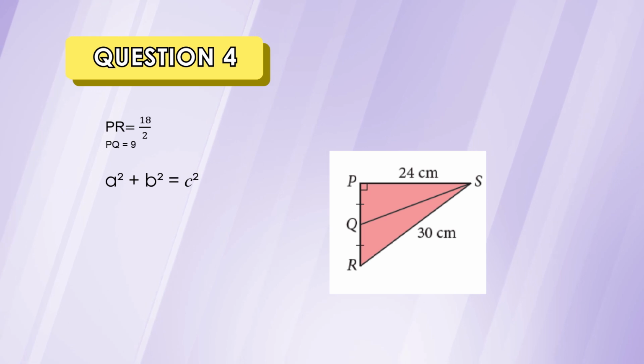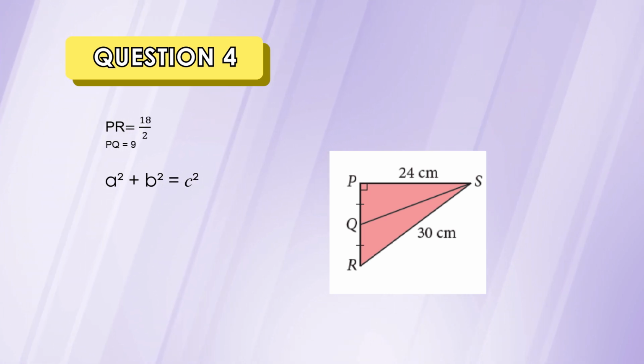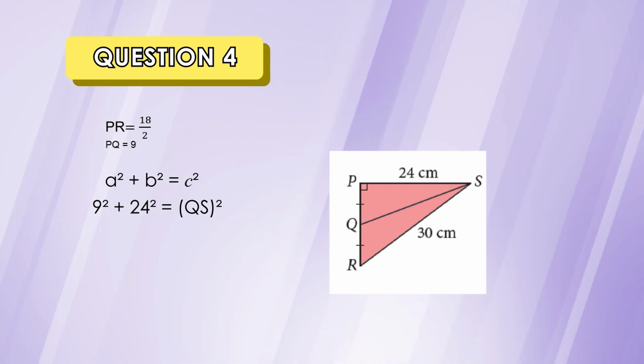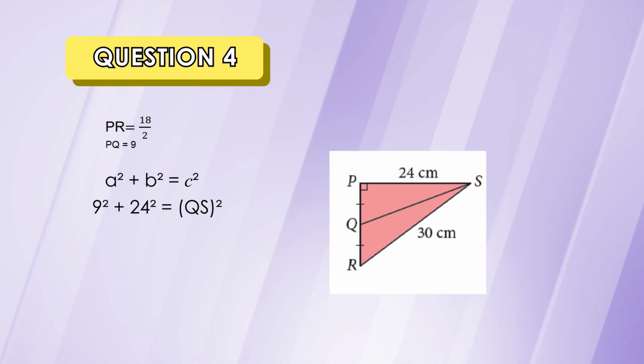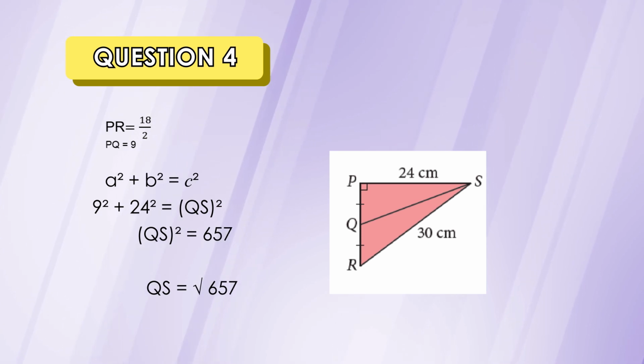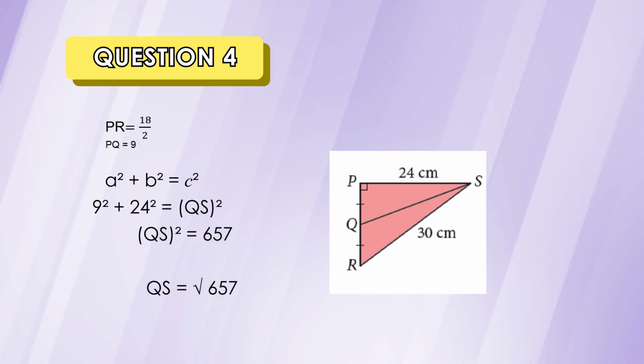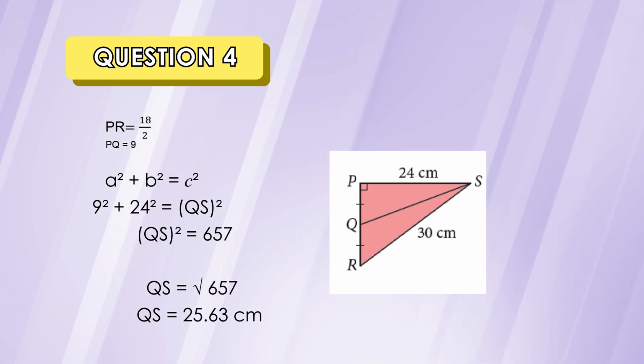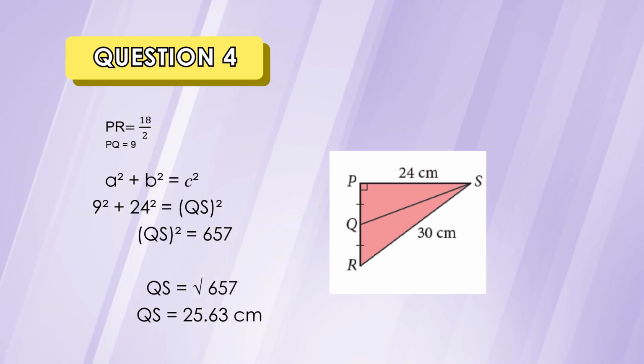So, the last step would be to find QS. QS squared is 9 squared plus 24 squared. Then, we square root the answer. Finally, the answer for QS is 25.63, correct to 2 decimal places.